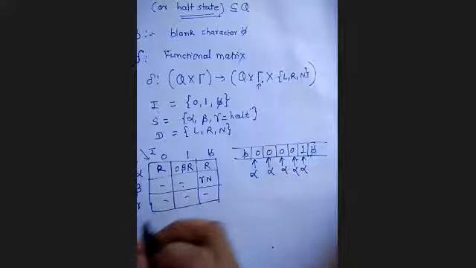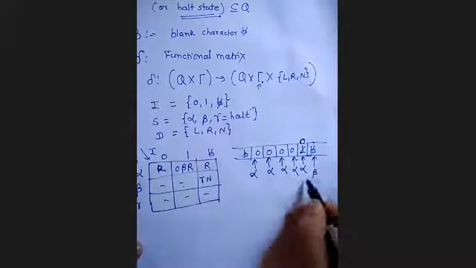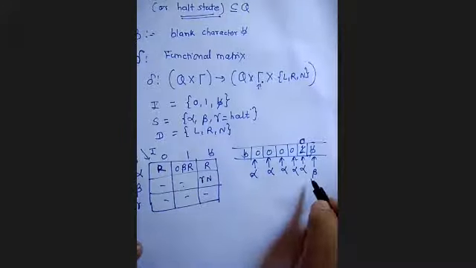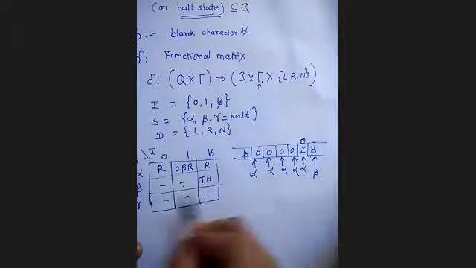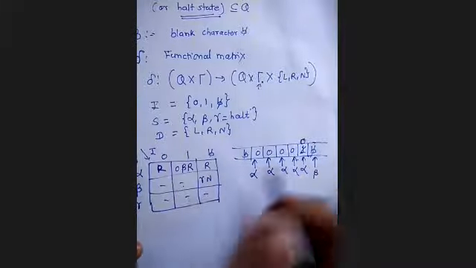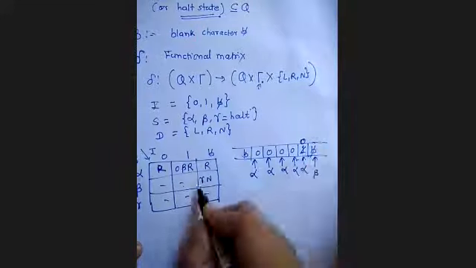Now in the alpha state, if you get the 1, what is it doing? This 1, now when you move to the right, what is the next state? Beta. And in beta, if you get the blank now, what is it? Your state is changed.